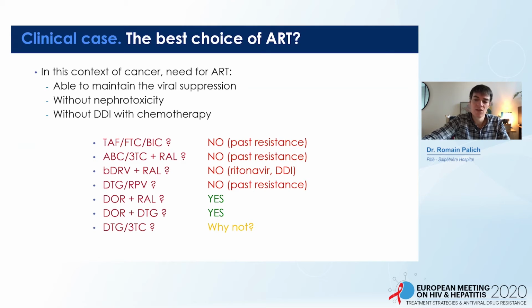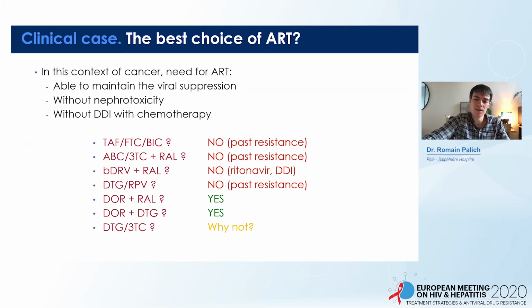In this patient, we chose not to take into account the result of the DNA genotype because we had alternatives, and we hesitated between doravirine raltegravir and doravirine dolutegravir, although there is no data on the efficacy of these two dual therapies. For information, there are 2 ongoing clinical trials studying doravirine raltegravir and doravirine dolutegravir. Finally, we chose doravirine plus dolutegravir.